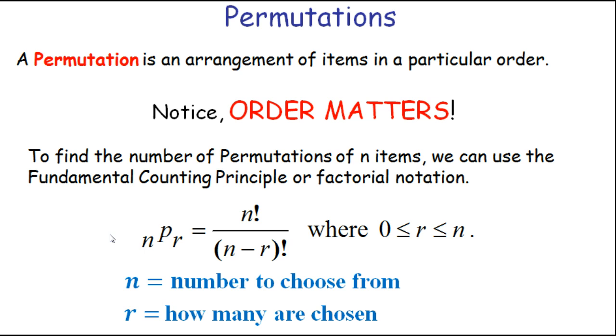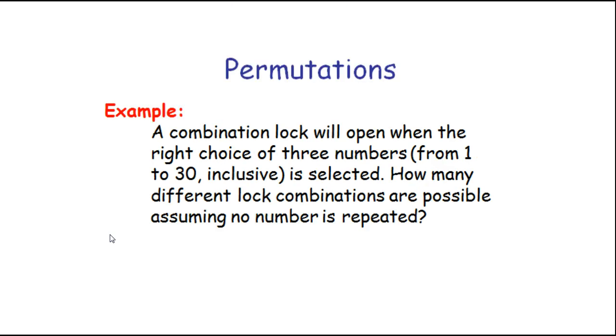All right, now let's pull up an example here. This one is a locker combination. A locker combination will open when the right choice of 3 numbers, anywhere from 1 to 30, are selected. How many different combinations are possible?